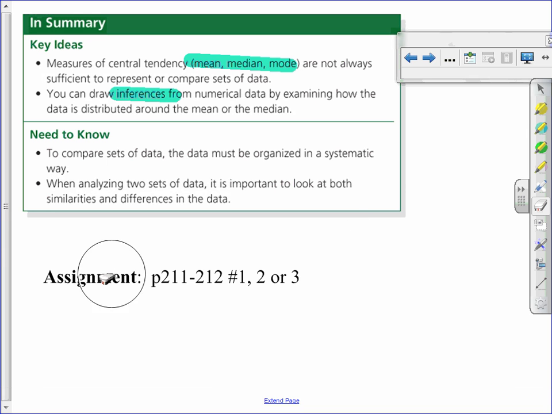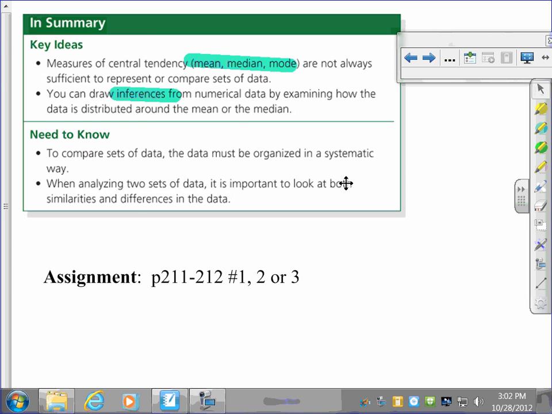And that's really what we're looking at here. So this is the assignment you're going to be working on, and it won't take us very long, and then we're going to be jumping right into 5.2.